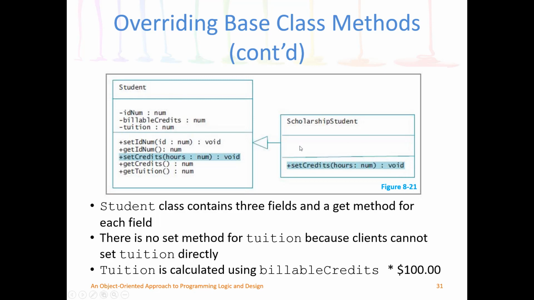Now here is the child class, scholarship student. Notice again, the child points to the parent. And I have set credits, hours, and it's a number, and void. Why is that? Because no matter how many credits I take, my tuition is going to be 0 because I'm a scholarship student.